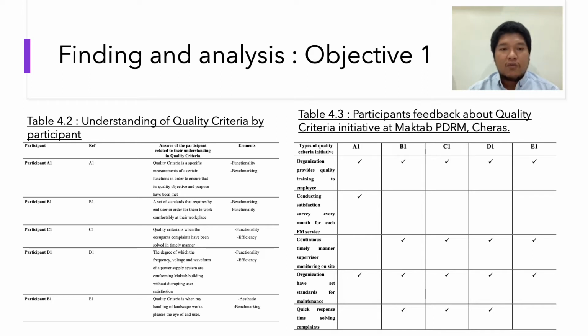And the last one will be quick response time solving complaint. As we know, the faster complaint are solved, the happier the occupants. So this is one of the main quality that are sought after by occupant. They want all their problem solved quickly. So quick response is one of the quality criteria initiative at Maktab PDRM Cheras.